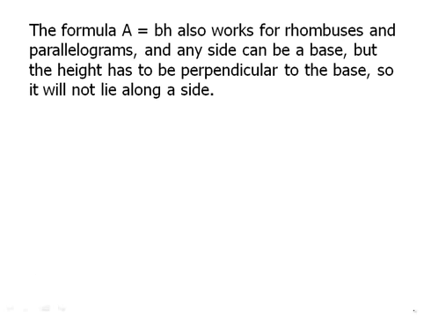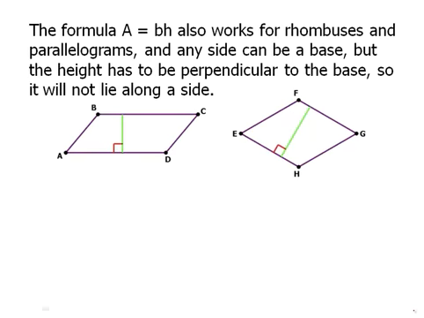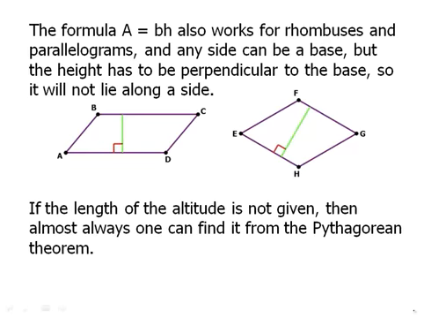The area A equals b times h also works for rhombuses and parallelograms, and any side can be a base, but the height has to be perpendicular to the base. So the height will not lie along a side. Instead, the height will be what's called an altitude, a line perpendicular to the base. And so we need to find that height. If the length of the altitude is not given, then almost always one can find it from the Pythagorean theorem.